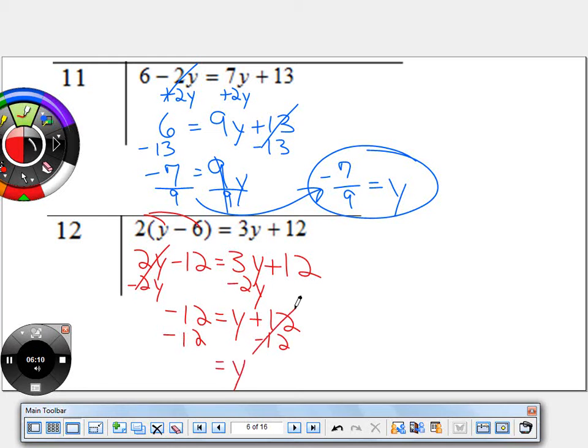So this cancels out. Negative 12 minus 12 is negative 24. That's your final answer.